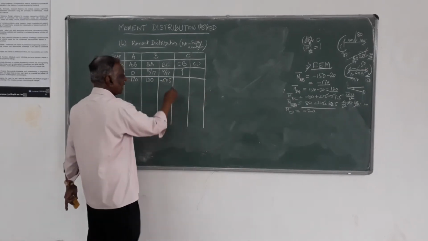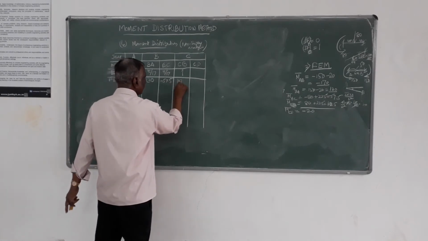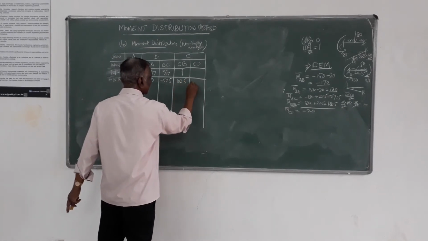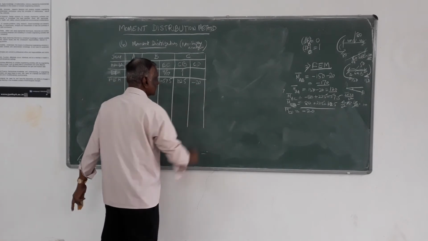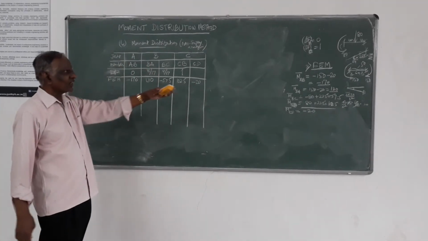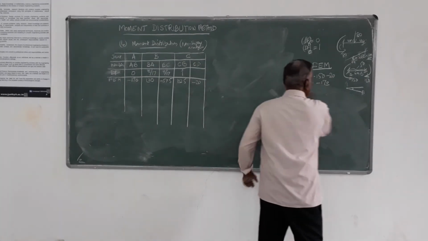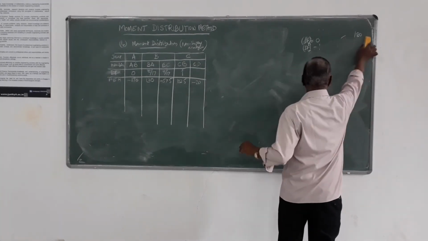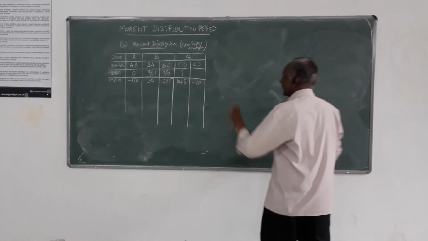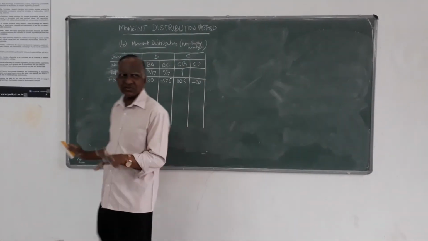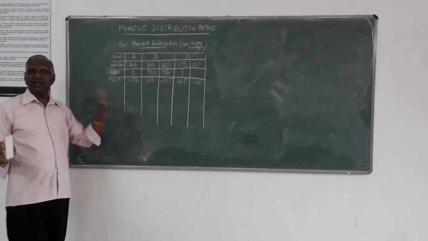CB, it is 102.5. CD, it is minus 20. I will transfer all that, whatever I have determined here. Now I can simply have it down. Now I can just simply concentrate my analysis work only on this table.